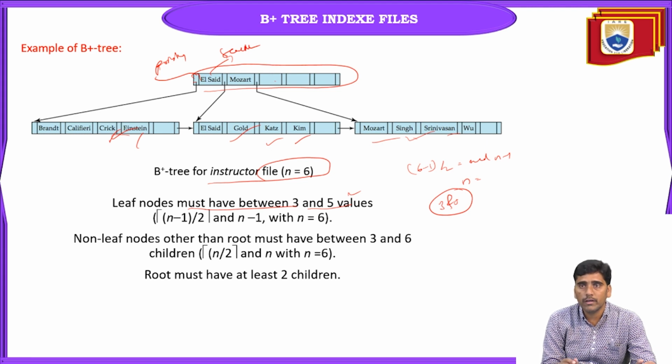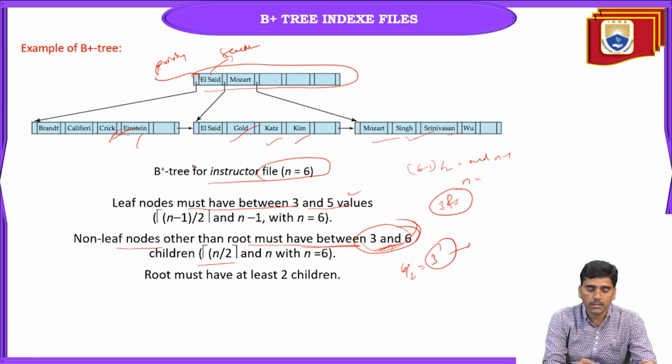And non-leaf nodes other than the root must have between 3 and 6. And the children nodes are having n by 2. Then n by 2 means 6 by 2, that is 3. So in between 3 and 6, the non-leaf nodes are to be presented.